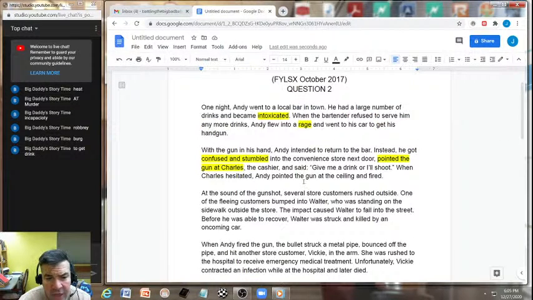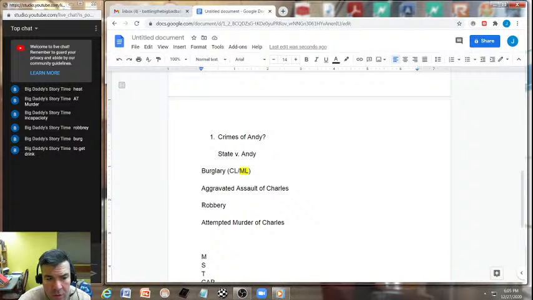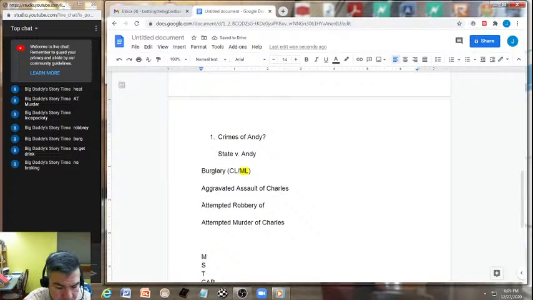Now, did Andy actually get anything from the cashier? So we could actually argue here attempted robbery. Well, remember there was an entry. Excuse me, the aspect is entry. It is the requirement for the modern law burglary. Yeah, exactly.